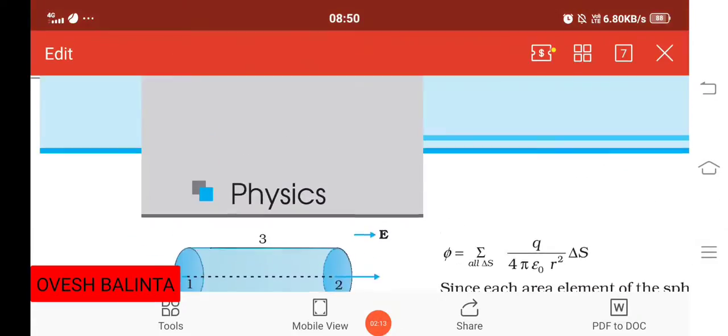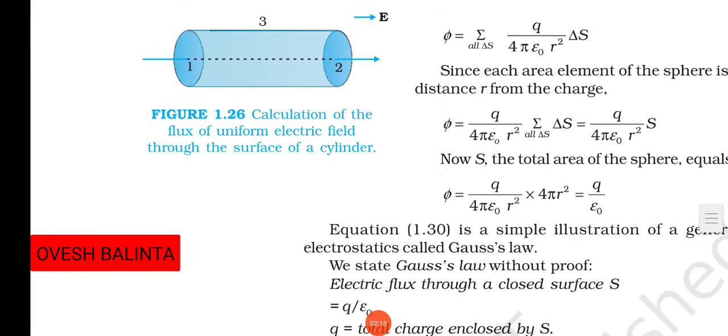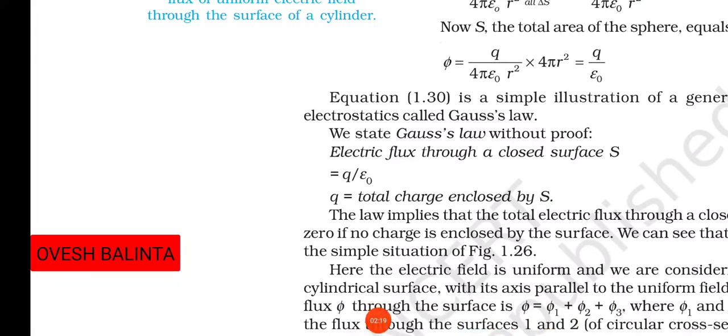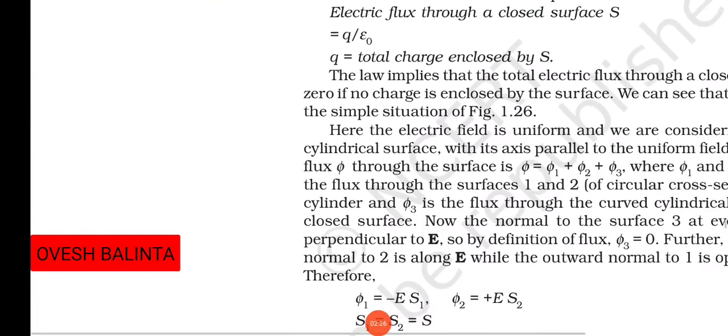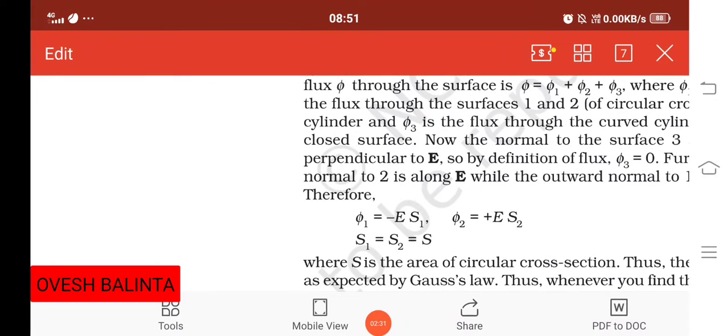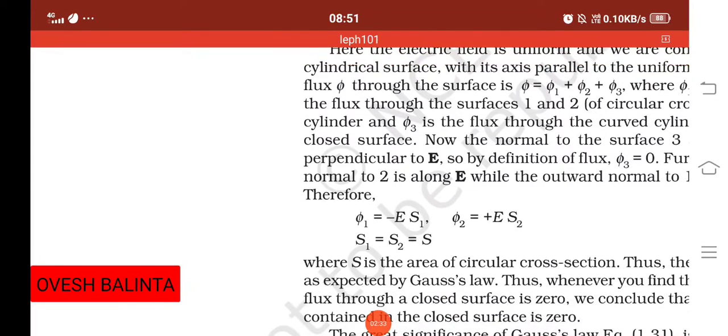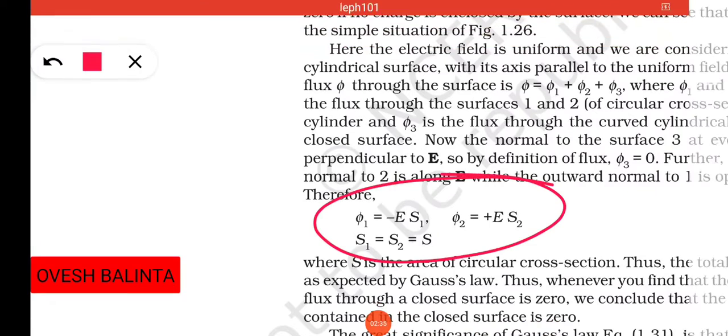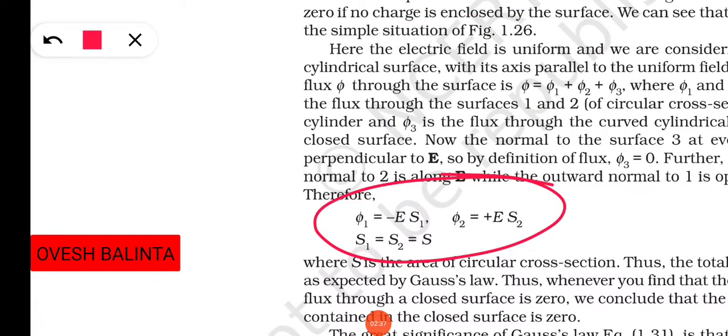Now the flux phi 1 and phi 2. Phi 1 has an area S. So phi 1 is equal to minus E1 S1, and phi 2 is equal to plus E2 S2. Why? Because this is the outward flux.